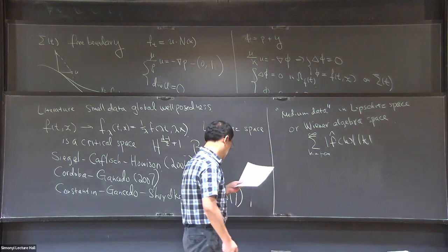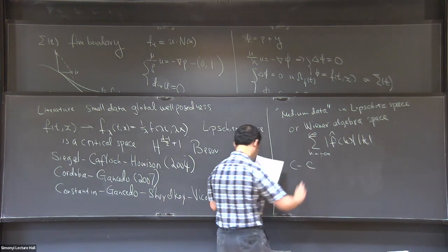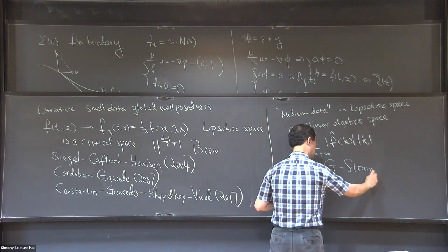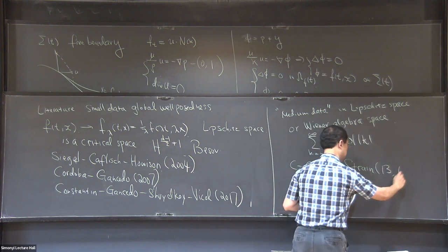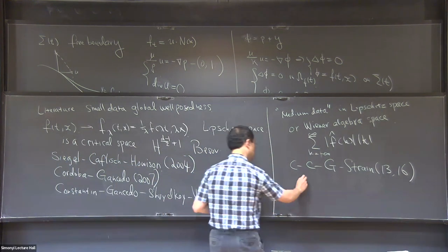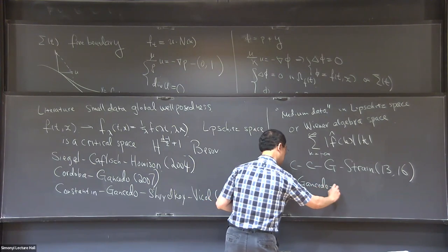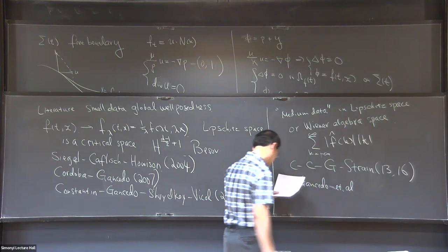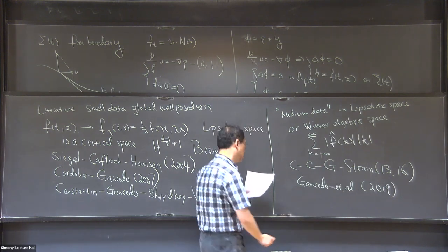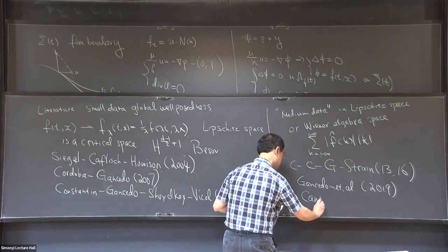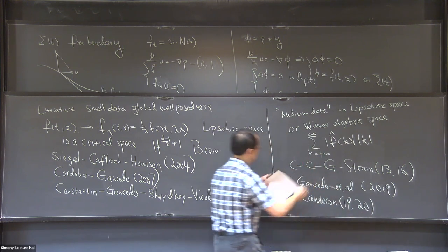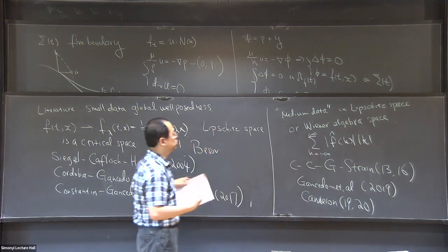Their work by Constantine, Cordoba, Gancedo, and also Bob Strait in 2013 and also 16. And also some other work by Gancedo and his collaborators in 2019, and more recently by Camero in 2019 and 20. So these are results about medium data, not so small, not so large.